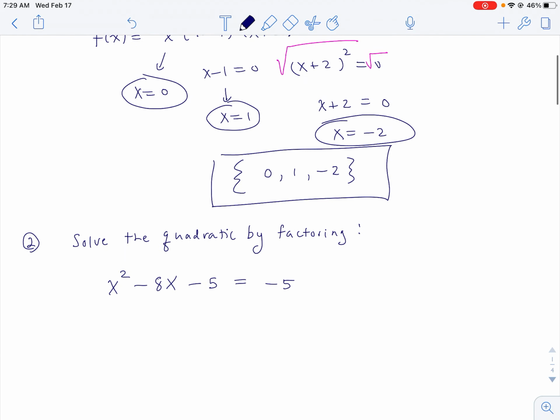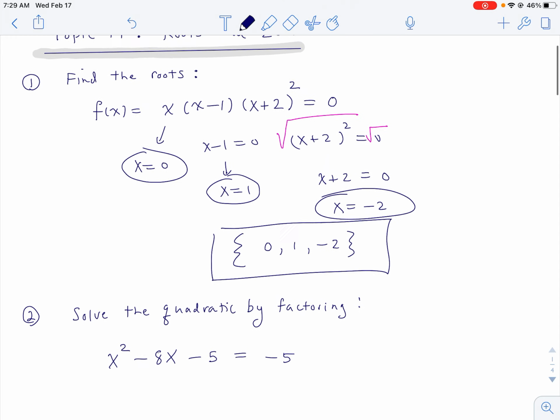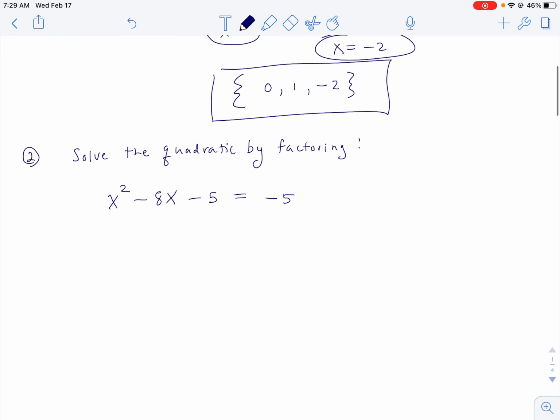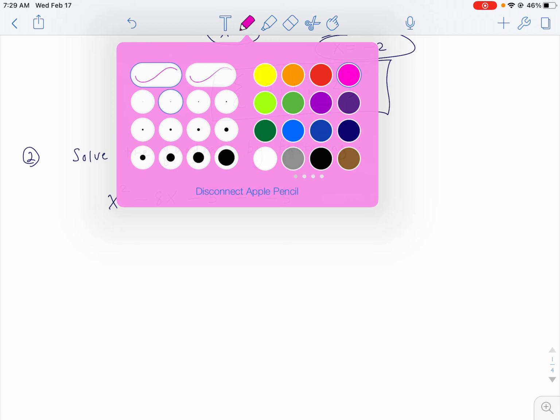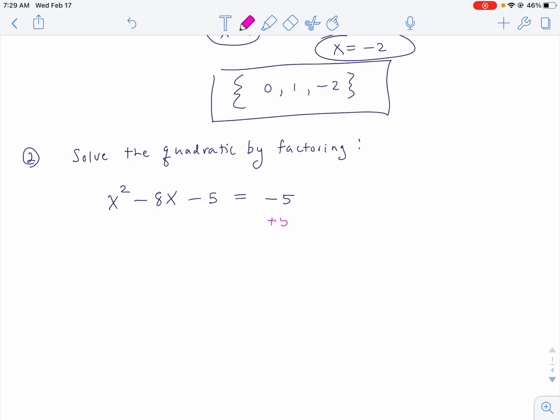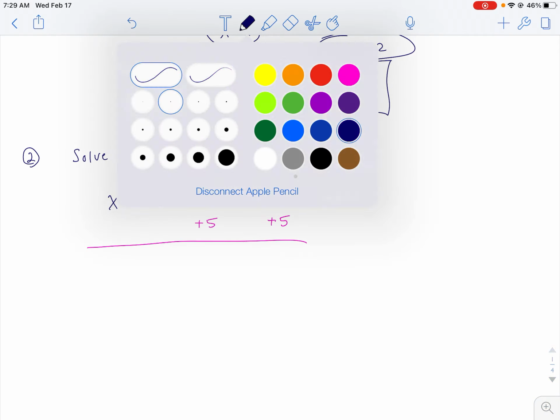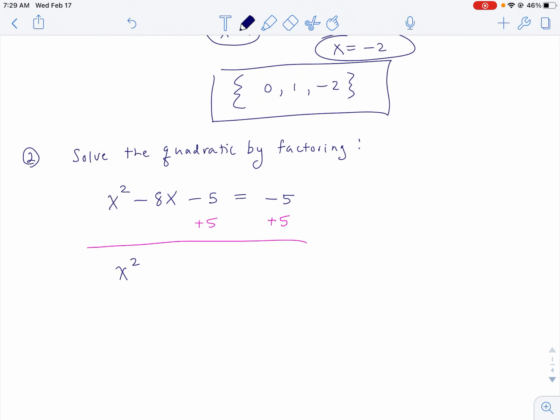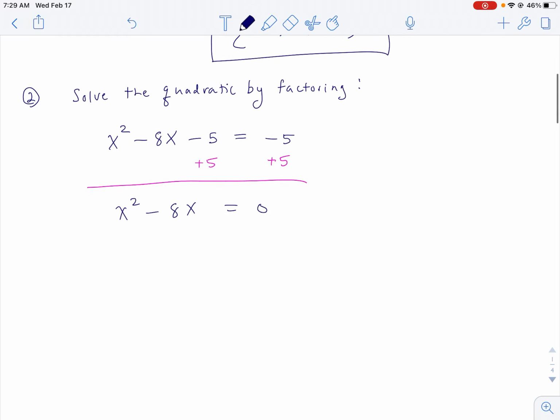The second type of problem is solving by factoring. So these are not in factored form. It doesn't look like that first one. And the game plan is get everything to one side of the equation, right? So we'll add 5 to both sides here. It just so happens that when you do that, you lose your constant term. You know, that zeroes out, and this just equals 0.